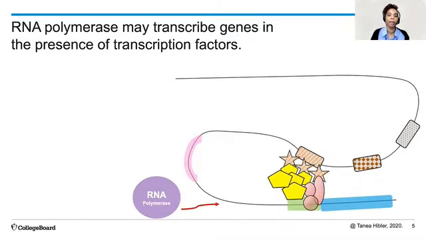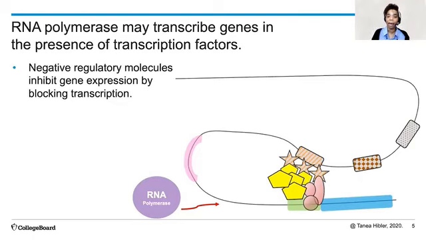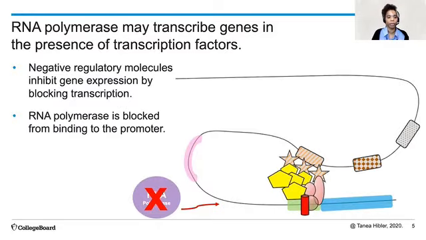RNA polymerase may transcribe genes in the presence of transcription factors. But you can have negative regulatory molecules that inhibit gene expression by blocking transcription. So you see on this promoter region, I've added a negative regulatory molecule. So now RNA polymerase can't bind to the promoter. So RNA polymerase is blocked from binding to the promoter by that negative regulatory molecule.